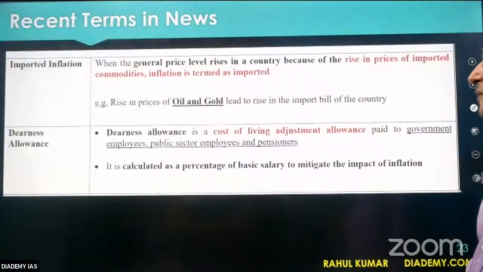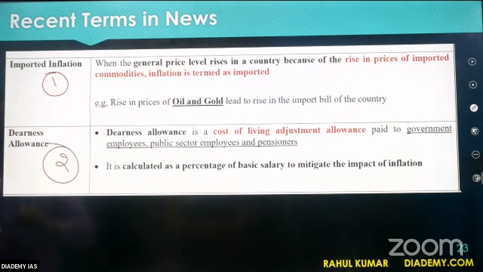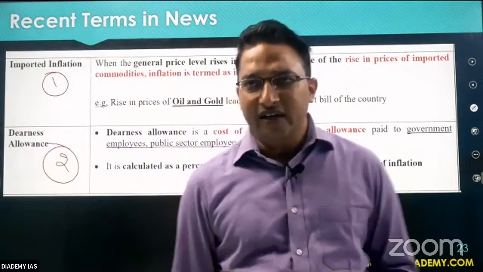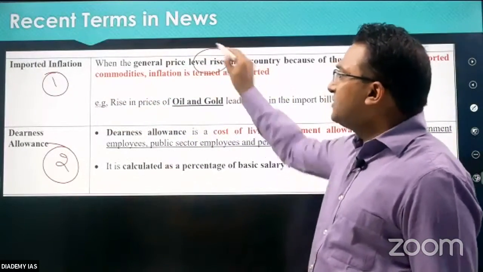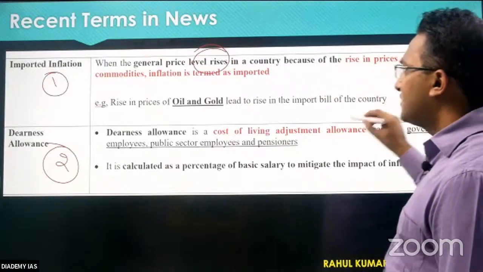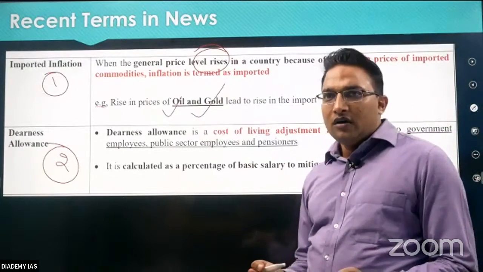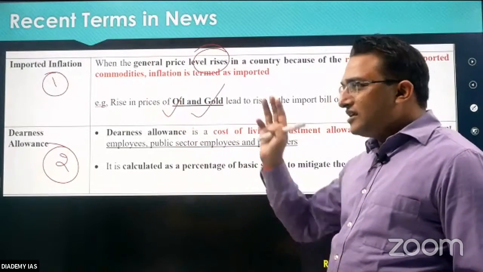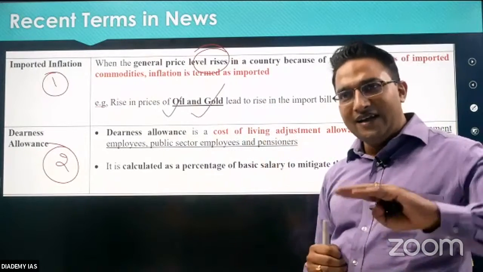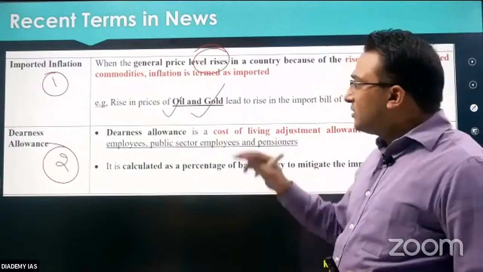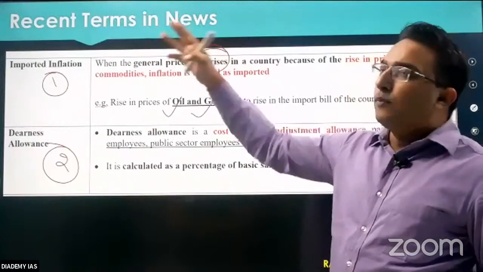Now, there are some important terms which you should understand. Number one is imported inflation, and number two is the DA allowance. These are some of the related terms which you should understand. What is the meaning of imported inflation? When the rise in the price is because of imported commodities. For example, oil and gold, because these are the major items of import. So when the price of oil increases, there is an increase in the transportation cost, which increases the logistics cost, which increases the cost of production and increases the price level in the economy. Similarly, because of the increase in the gold price also, there can be inflation in certain items. So this is called imported inflation.